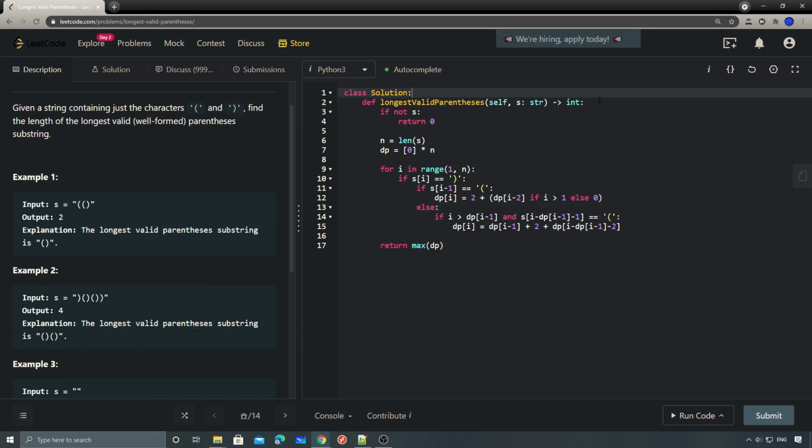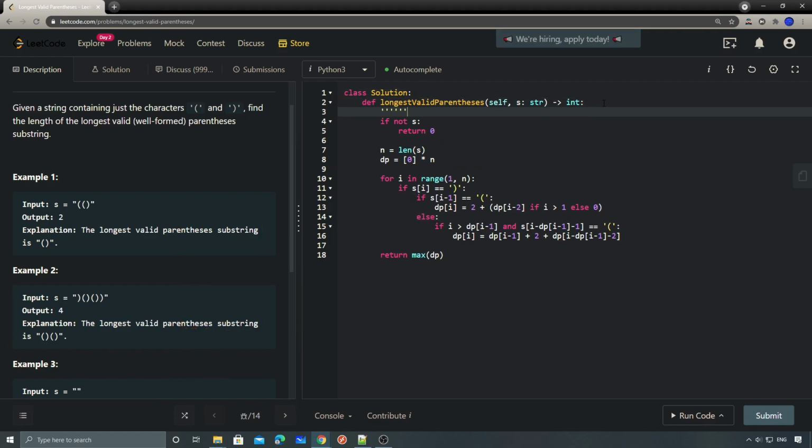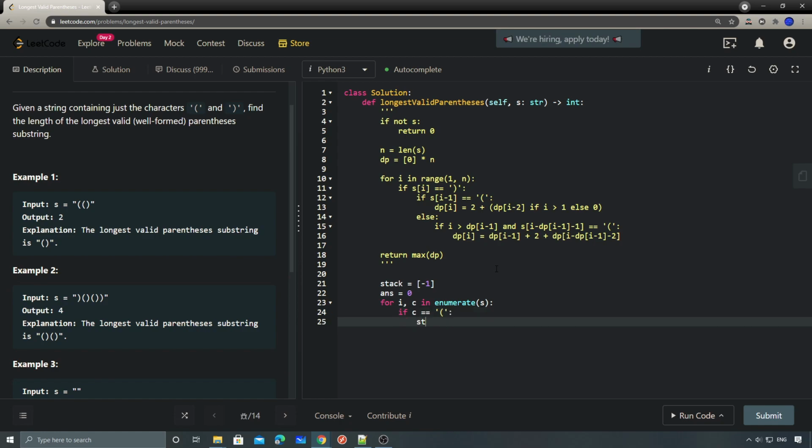All right, cool. So let's try to code the second solution, which is the stack solution. We have the stack, and like I said, we're going to use the -1 to handle that corner case. Then we have the answer equal to 0. And then for i, c in enumerate(s): if the current character is a left parenthesis, we simply push it into the stack.